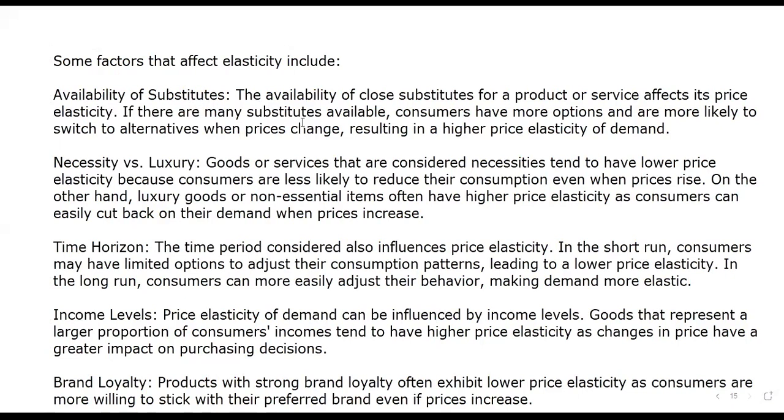So some goods and services are considered to be necessities if they have a lower what? Elasticity of demand. So necessities tend to have a lower price elasticity, whereas consumers are less likely to reduce their consumption even if their prices rise, like a meal. On the other hand, luxurious goods or non-essential items have a higher price elasticity. Consumers can cut back their original demand. If aircons are expensive, they'll use a fan or open windows.